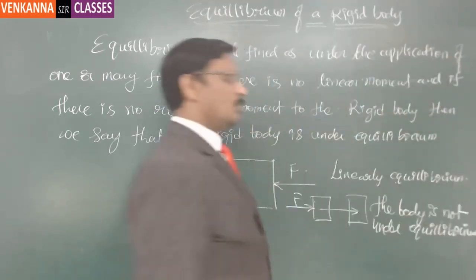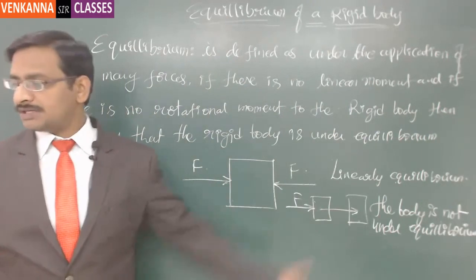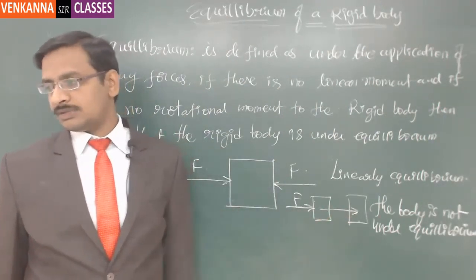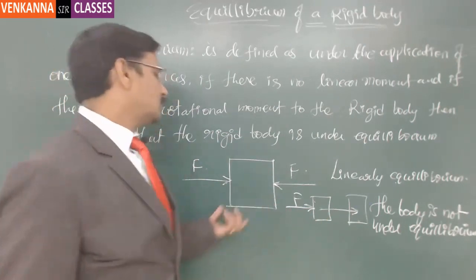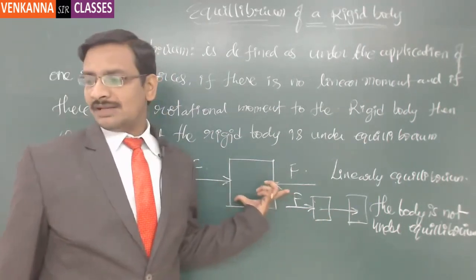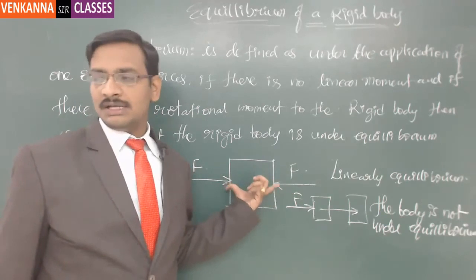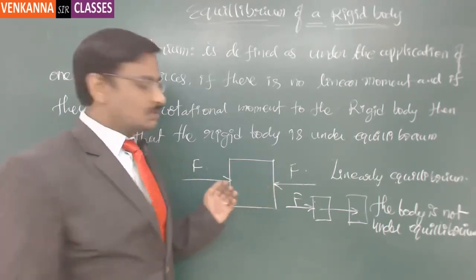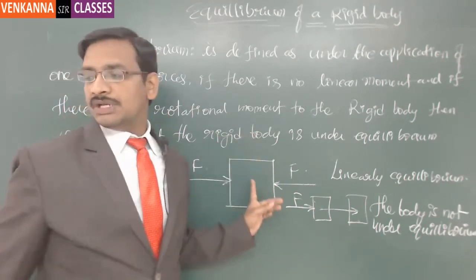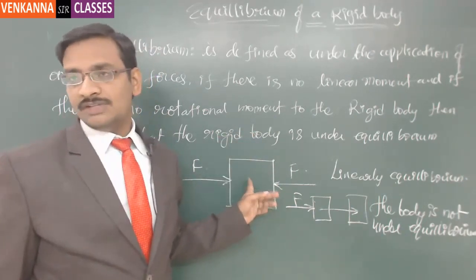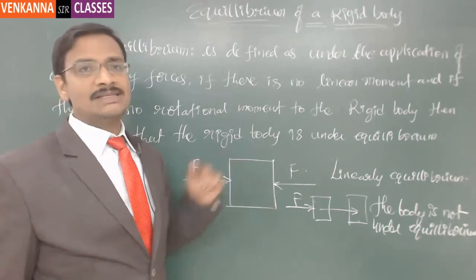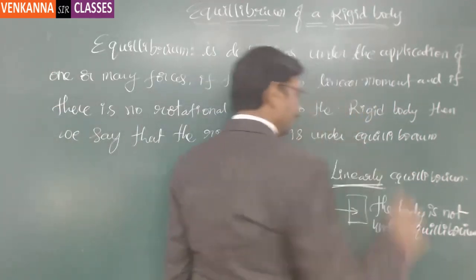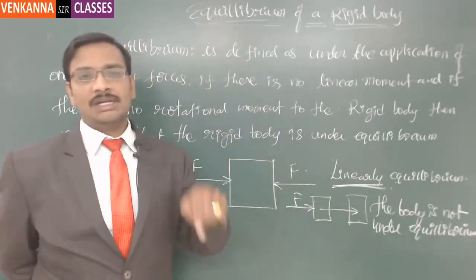So the body is not under equilibrium condition in this particular case, because there is a movement caused by the force. And then suppose only two forces are there and the resultant is 0. But actually we are not very sure whether this body is rotated without changing the center of gravity of this particular body or not. In such a case, we say that specifically this is linearly in equilibrium. That means rotationally it may not be.